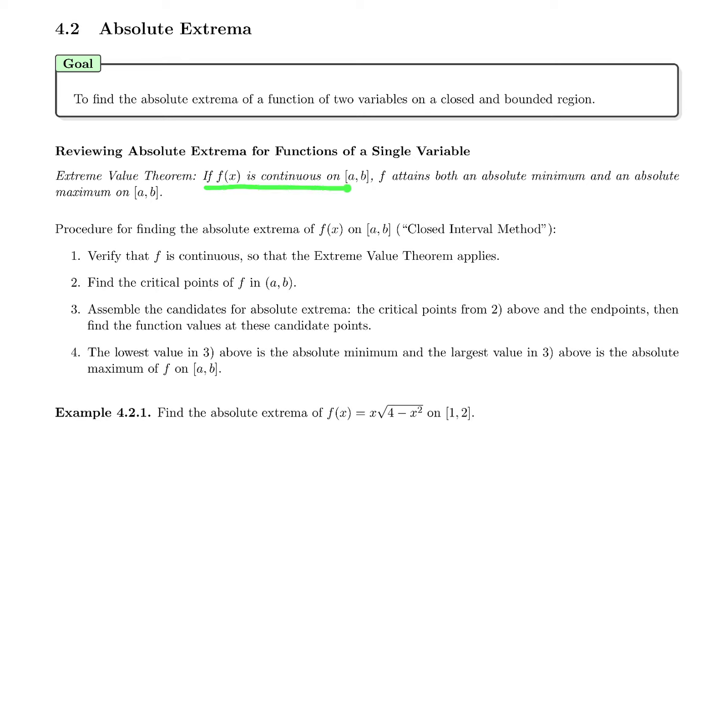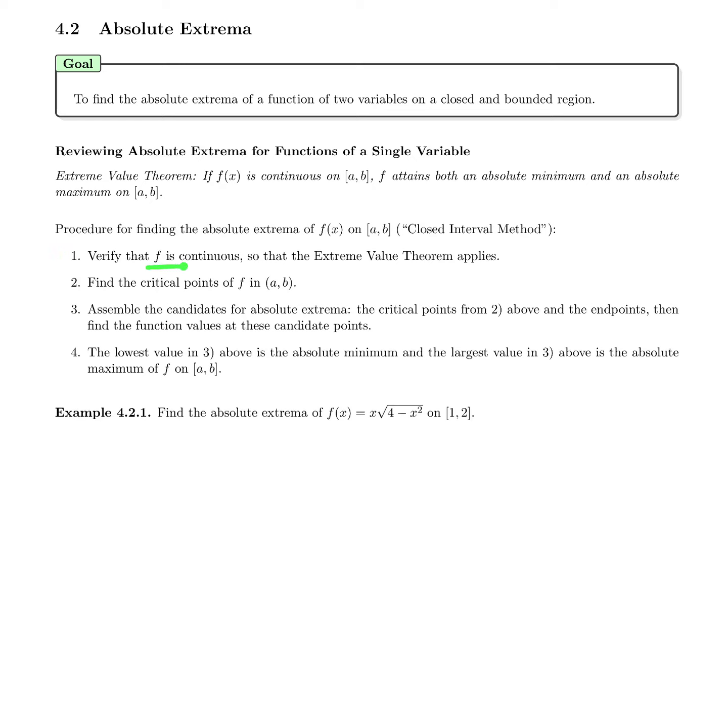If f of x is continuous on a closed interval [a, b], f attains both an absolute minimum and an absolute maximum on [a, b]. The procedure that you would have seen in your first calculus course for finding the absolute extrema of f on a closed interval sometimes is called the closed interval method, and it had these 4 steps.